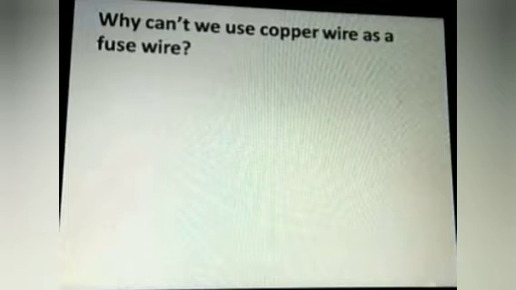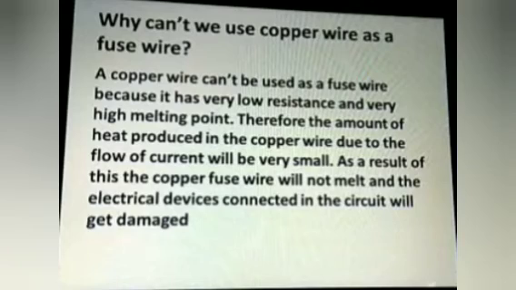Why can't we use copper wire as a fuse wire? A copper wire can't be used as a fuse wire because it has very low resistance and very high melting point. Therefore, the amount of heat produced in the copper wire due to the flow of current will be very small. As a result of this, the copper fuse wire will not melt and the electrical devices connected in the circuit will get damaged.